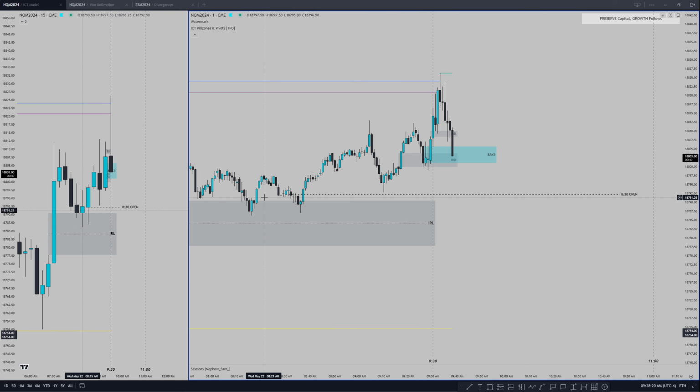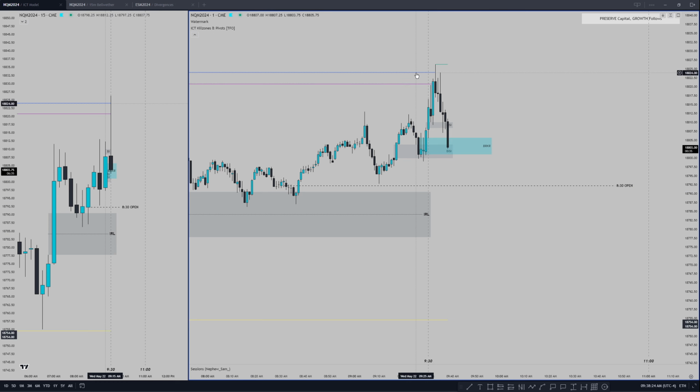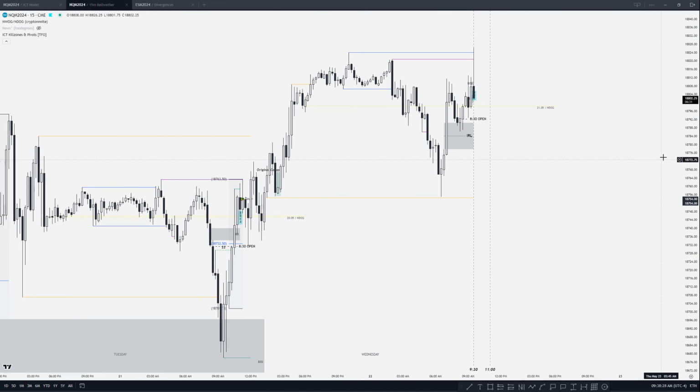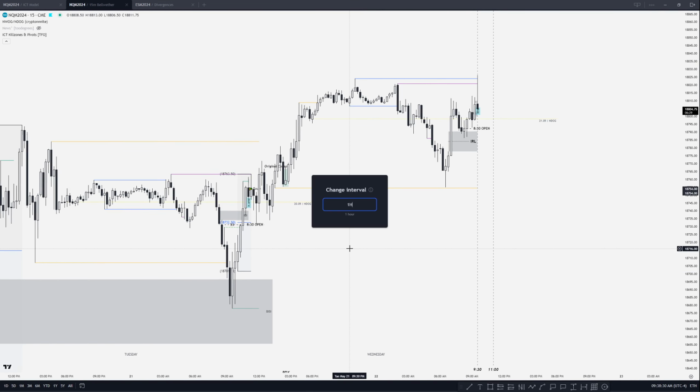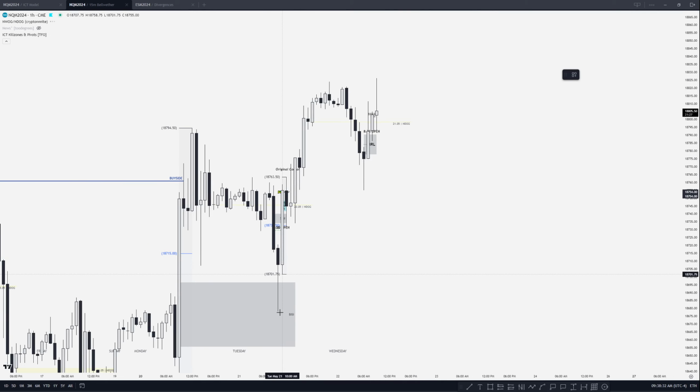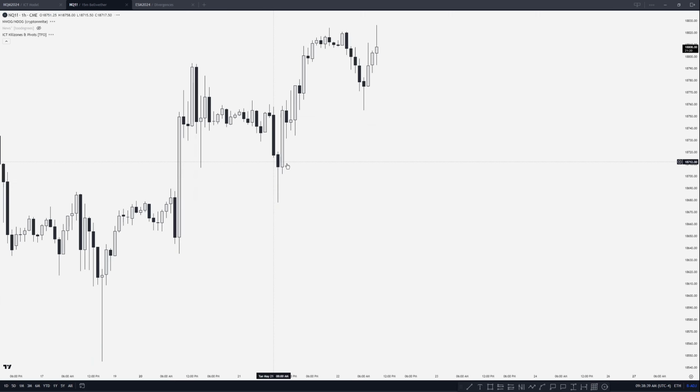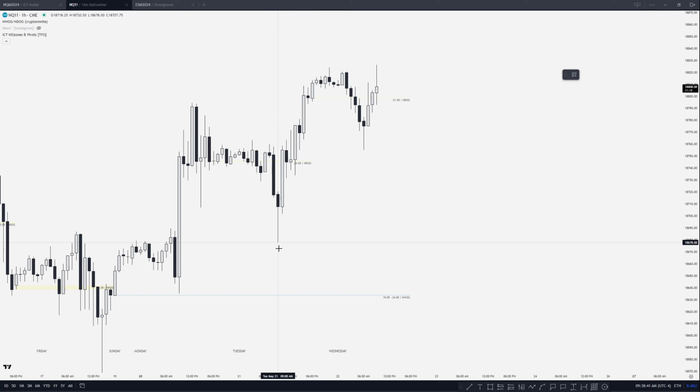Now, the reason it could go from quote unquote ERL to ERL today, meaning London session to PM session, is because that PM session is within a larger time frame dealing range discount. So if you look between here and here on the hourly, forget all these annotations. Let me just go to NQ actually. From here to here, this is now your discount.